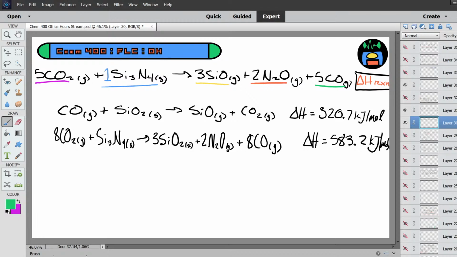In addition, we want these on specific sides of the chemical reaction, right? For example, we want 1 mole of trisilicon tetranitride, this guy, on the product side. So what I'm going to do is find Si3N4, and check that out. There's 1 mole of Si3N4 on the product side. That's good.